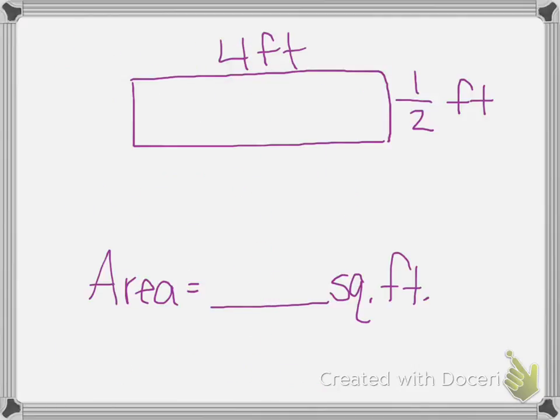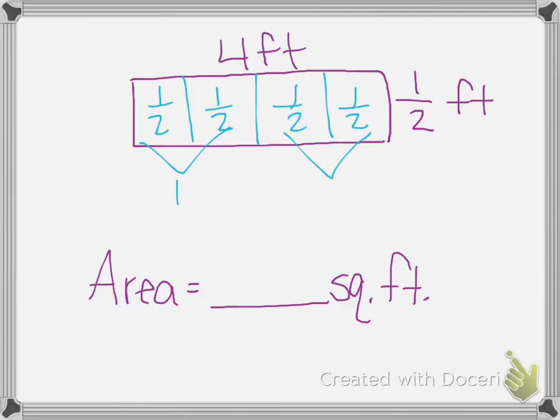And number 6 says Brielle is buying a yarn kit to knit a scarf. She needs to know the area of the scarf she will knit to choose the right package of yarn. What is the area of the scarf that is 4 feet long by 1/2 foot wide? So we know this is 4, and in each one we have 1/2. 1/2 plus 1/2 is 1. 1/2 plus 1/2 is 1. 1 plus 1 is 2. So the area of this scarf is 2 square feet.